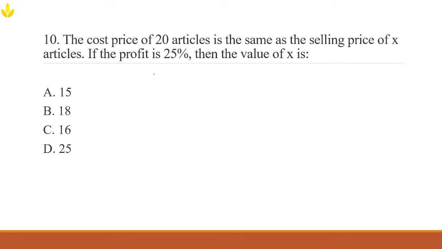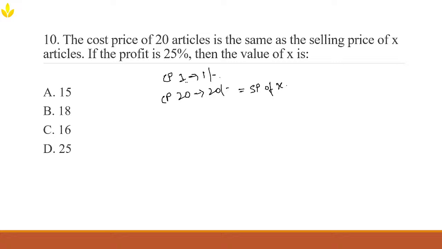So can anyone tell which of the options here is correct? Okay, let me tell you how to solve this question. It is given that the cost price of 20 articles is the same as the selling price of X articles. So let us consider that the cost price of one article is 1 rupee, so that the cost price of 20 articles becomes 20 rupees. That is nothing but the selling price of X articles.